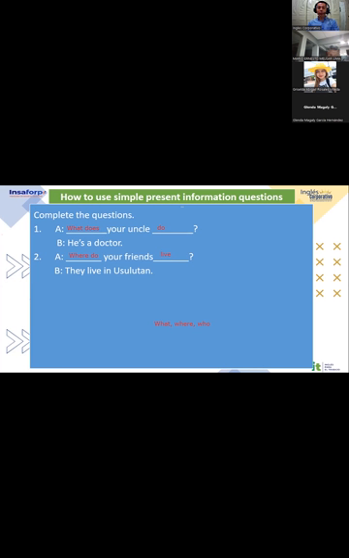Permítame, tengo unos mensajes. Sí. Ok, permítame. Tengo un mensaje aquí. Un segundito.